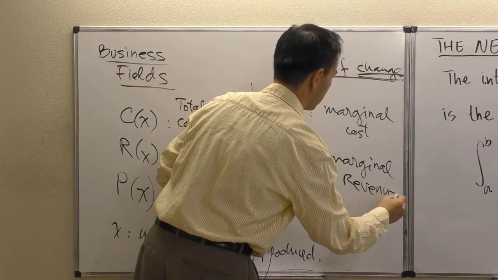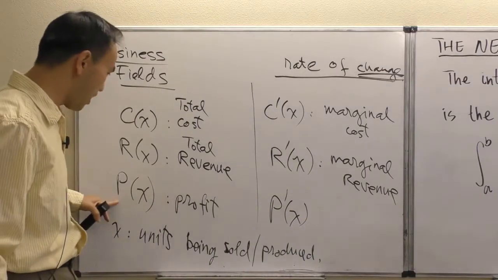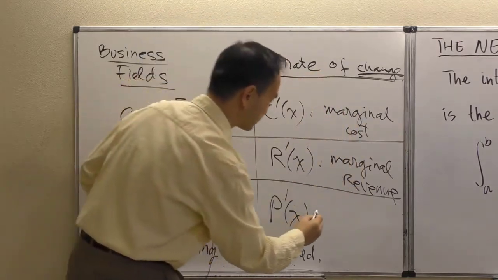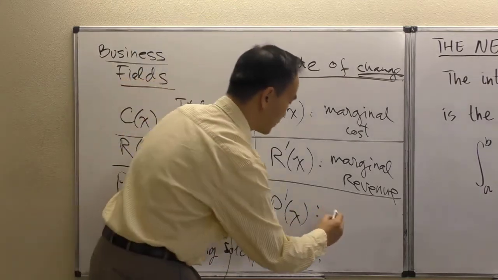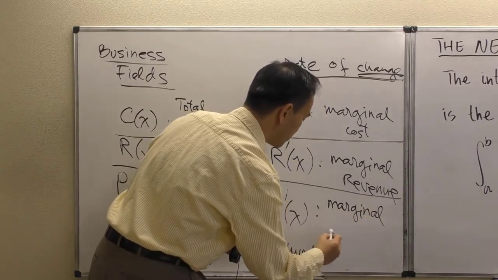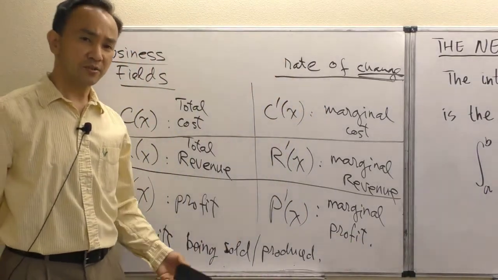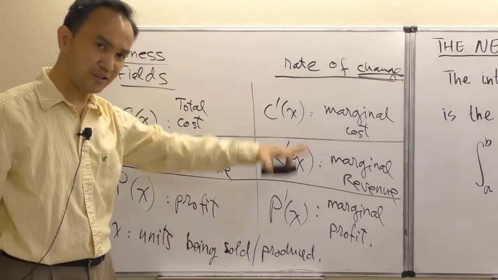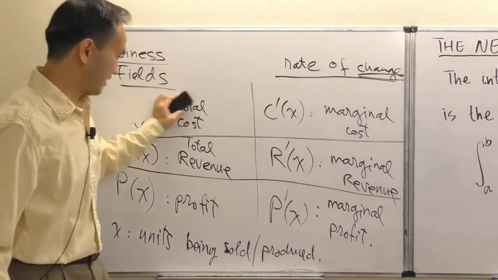And in the same way, the instantaneous rate of change for profit, we can call the rate of change of profit. But for the professionals in the business field, they call that the marginal profit. So the idea now is that if we're focusing specifically on the business field, I'm going to pick one example. Let me erase this column right here.